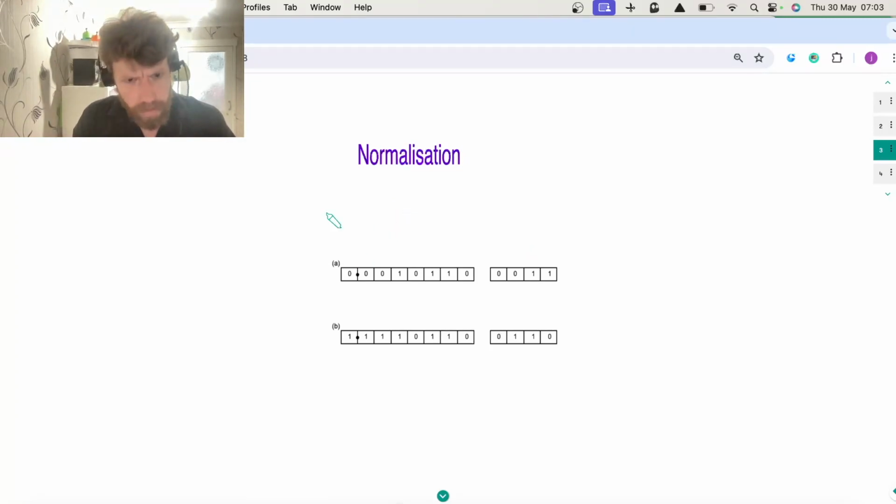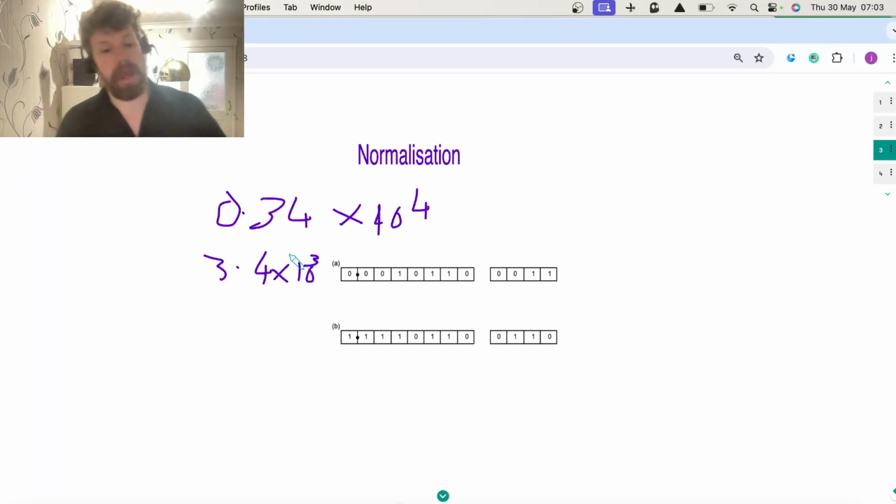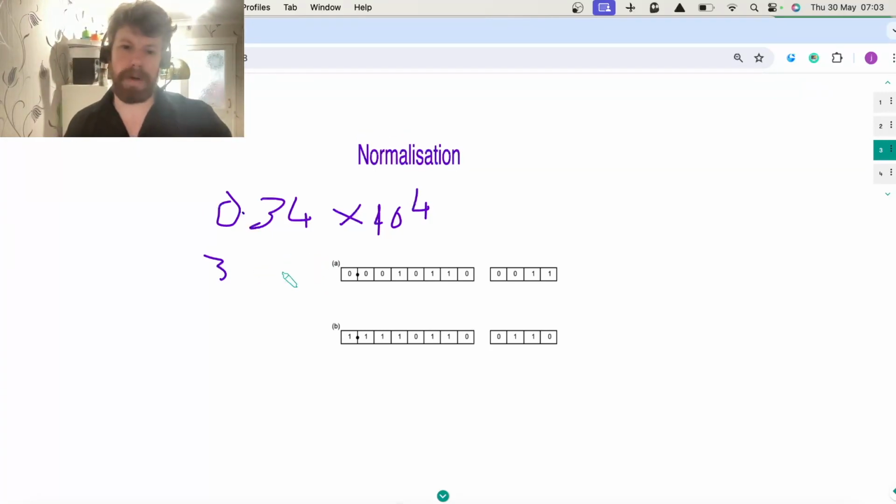So with normalization, if we relate this to standard form as a mathematical concept, let's say that we had this: 10 to the power 4. This isn't normalized. So for it to be normalized, we need to move the decimal point in between the 3 and the 4. And because we've made this number bigger, we need to make this number over here smaller. That is now normalized. And it's the same concept in floating point binary.